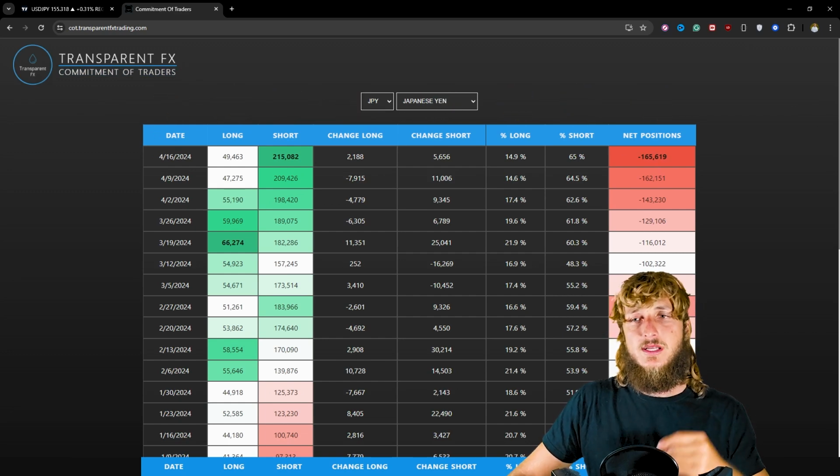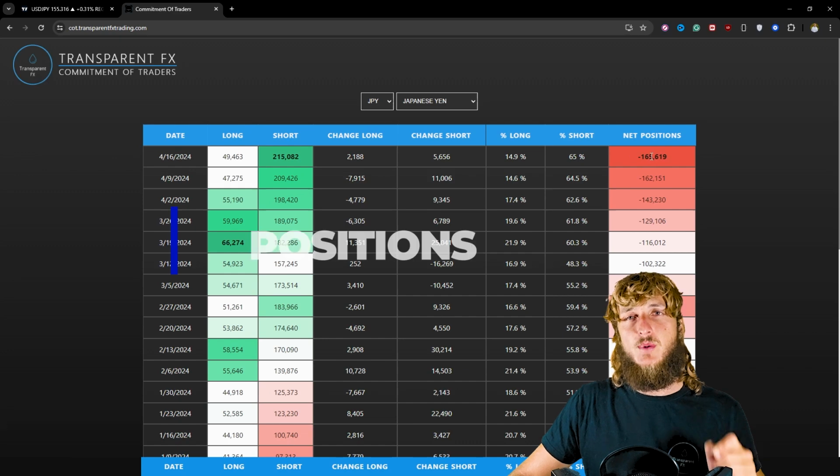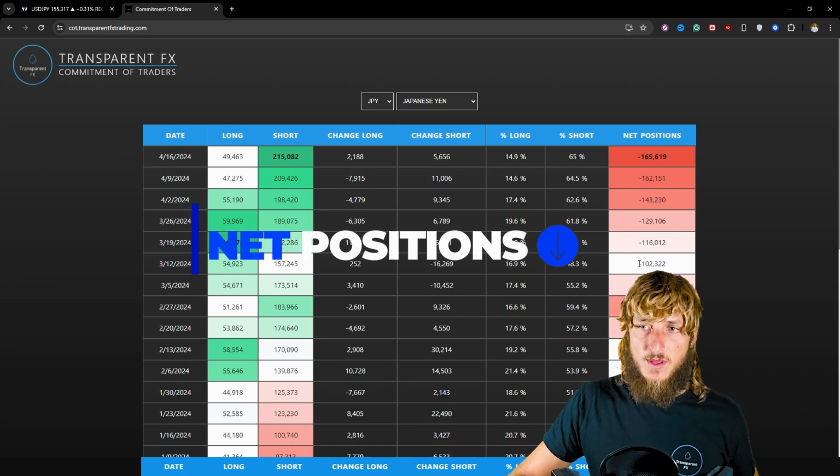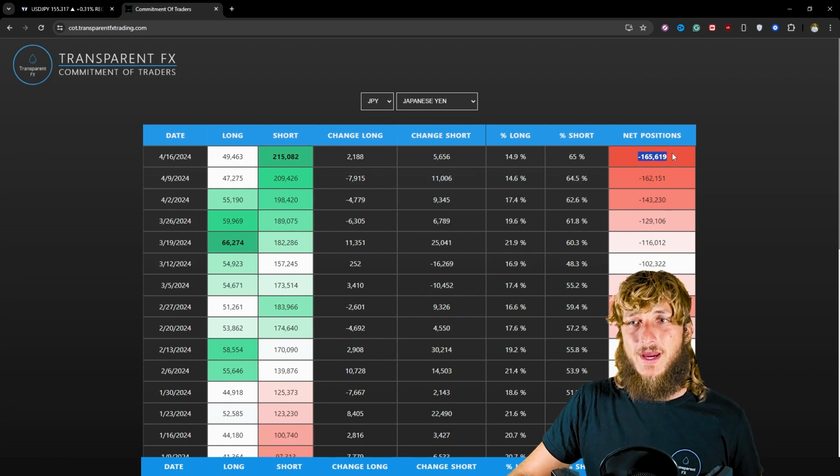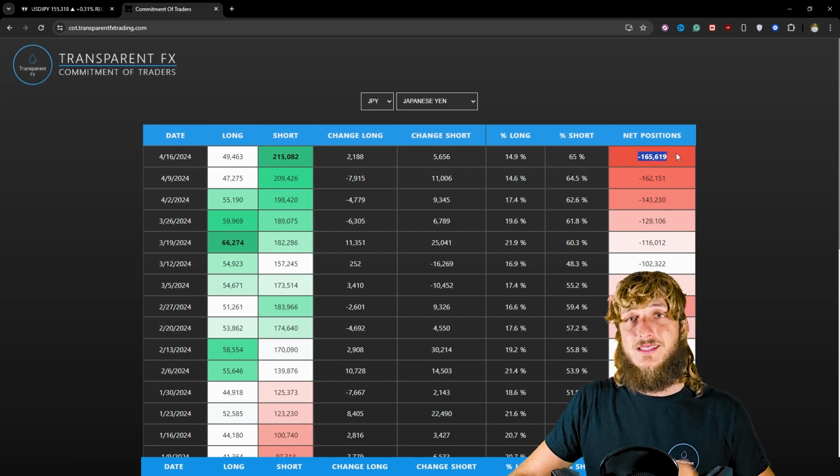Now, what we can see here is that with the last reports, net positions have been massively decreased. We went from having minus 102.3k net positions all the way down to minus 165.6k net positions.